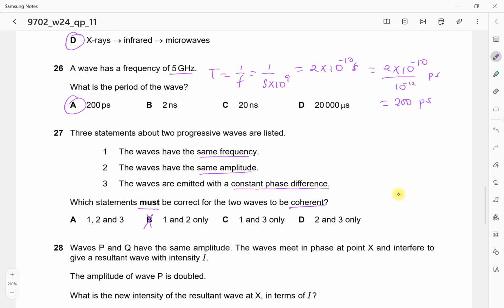The only way we can maintain a constant phase difference is if the waves have the same frequency. So they should have the same frequency in order to maintain a constant phase difference. Therefore, the answer is going to be 1 and 3. So the answer is going to be option C.